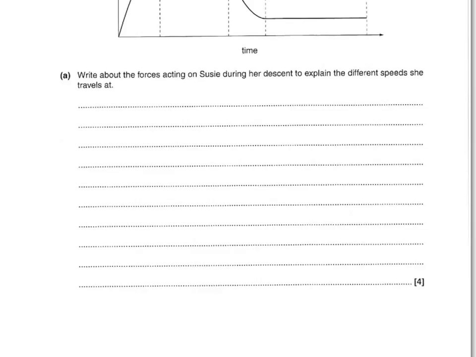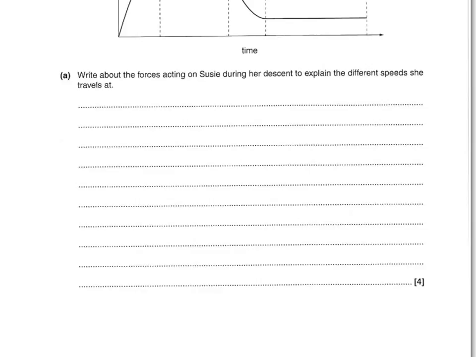Then C, you could say that deceleration as drag increases, or you could say deceleration as drag is now greater than the weight. And then D, you could say that drag equals weight again, or the forces are equal and opposite or balanced. So you've got to talk about each section in turn and then say one of those things for each section. So always talk about drag and weight and the difference between them.